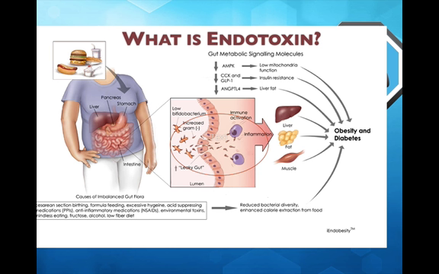Now, before we dive into the details, I want to give you a little bit of historical background. First, you need to understand that endotoxin, or the gram-negative bacteria found in the intestine, has commonly been linked to pro-inflammatory conditions, namely cardiovascular disease, diabetes, and obesity.